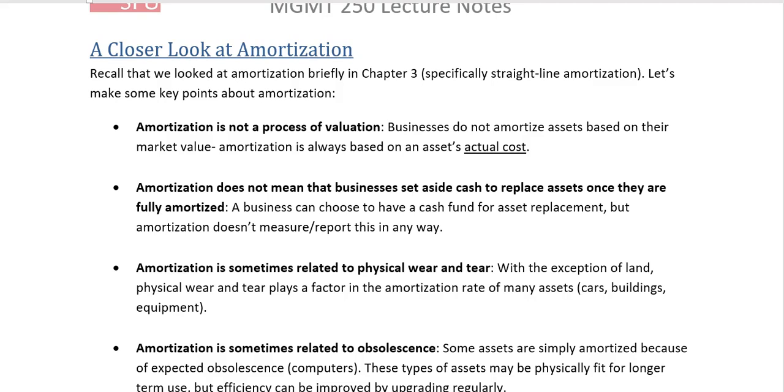Amortization does not mean that businesses set aside cash to replace assets once they're fully amortized. A business can choose to have a cash fund for asset replacement, but amortization doesn't measure or report this in any way.